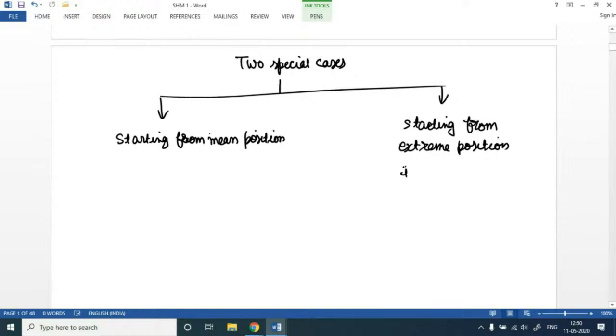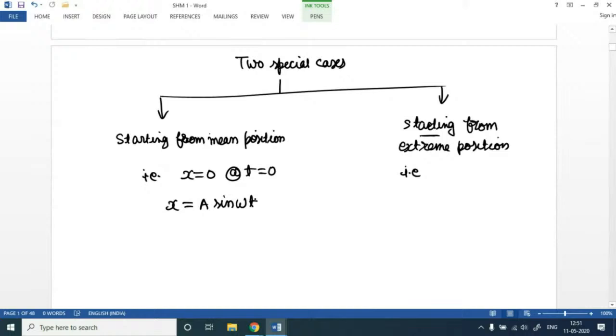I think my pen is not working properly. So that is starting from extreme position. Whenever we have a case when it is starting from mean position, you should realize that x is equal to 0 at t is equal to 0, and we can represent it as x is equal to a sine omega t.